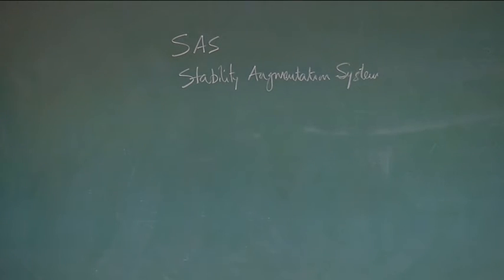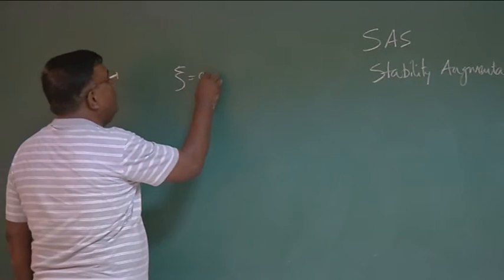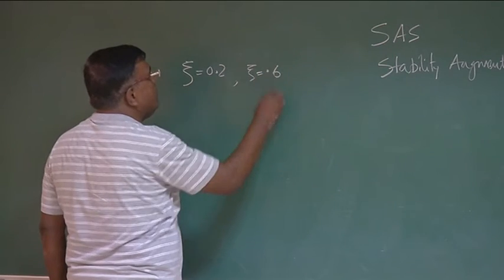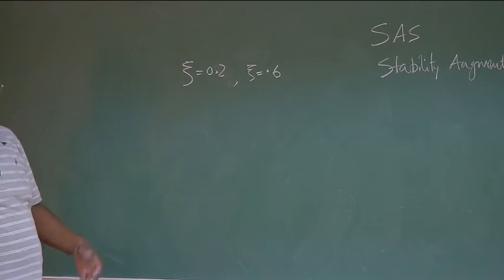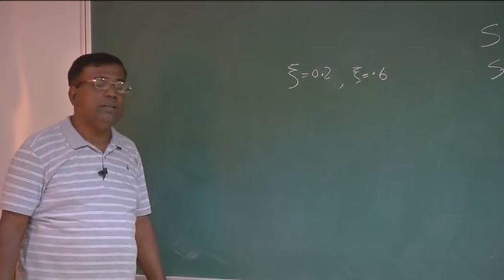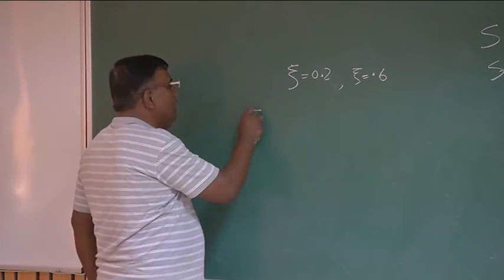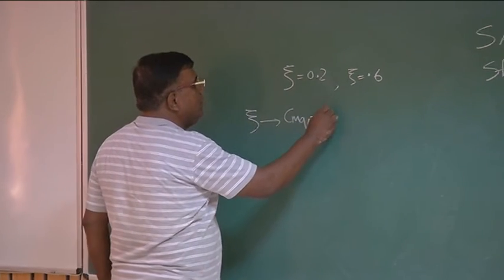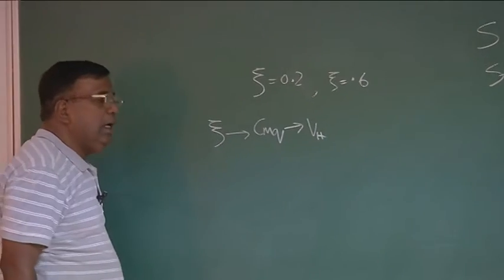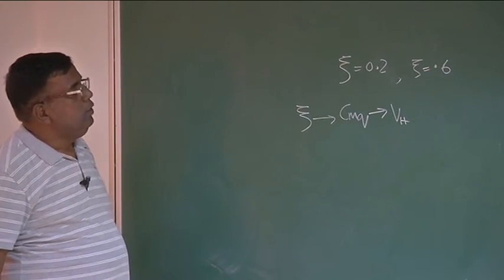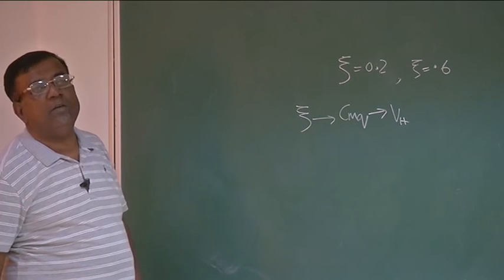What was that? The understanding is this. Suppose the airplane has a zeta equal to 0.2, but you want zeta to be 0.6. One way to change zeta is to change the tail volume ratio, because zeta largely depends upon CMQ, and you know CMQ has VH, the tail volume ratio, as one of the variables. So if I want to increase zeta, I have to increase the tail volume ratio.